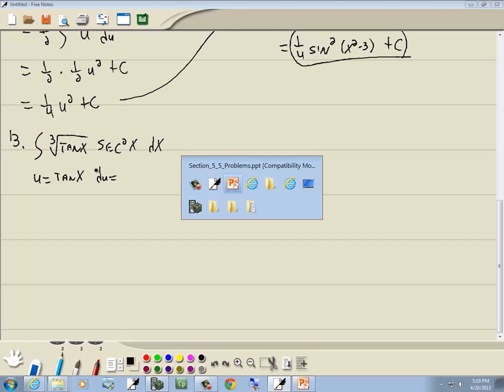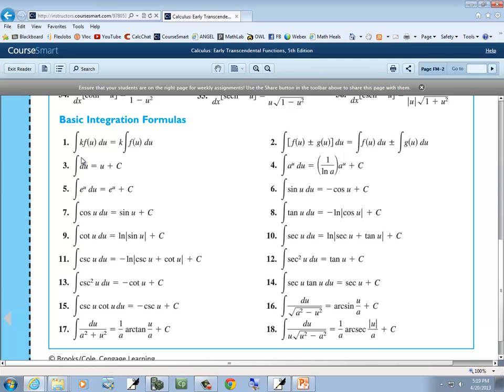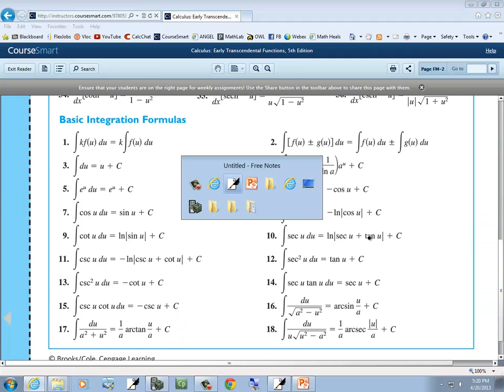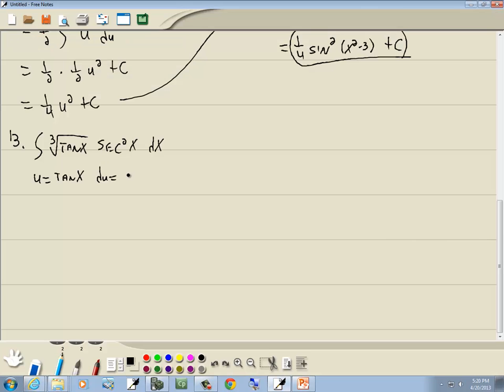Now the derivative of tangent is secant squared. So this du is equal to secant squared x dx. That matches this: secant squared dx, secant squared dx. So that all matches, and this will become the integral of the cube root of u du. And we'll rewrite the cube root of u as u to the 1/3 du.